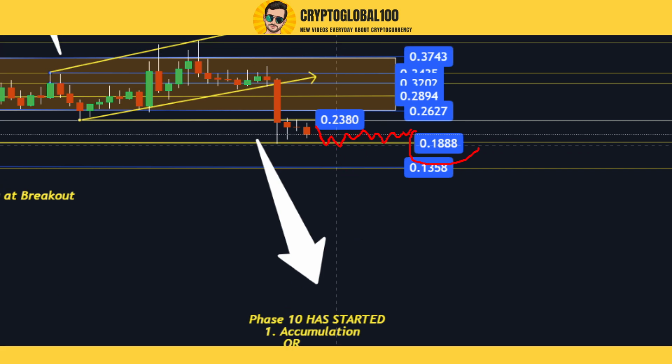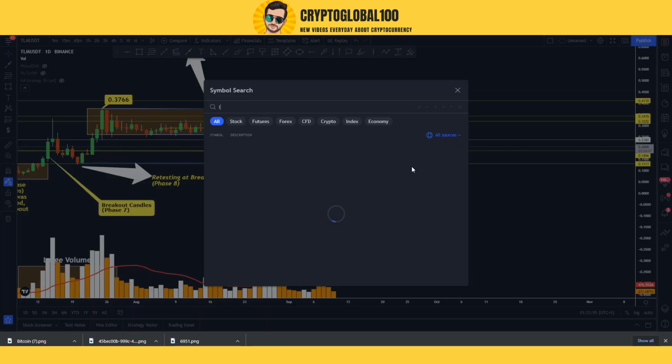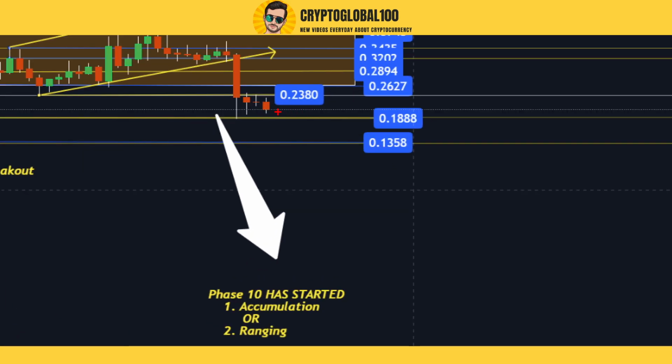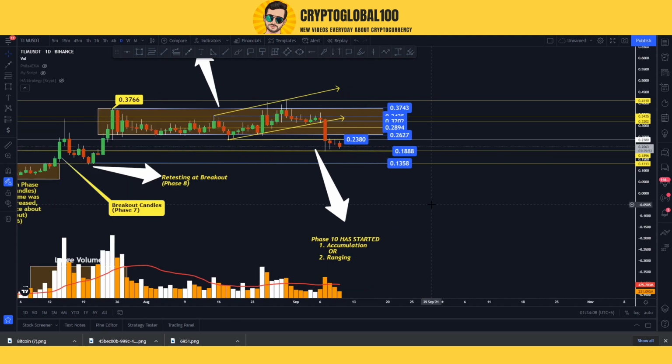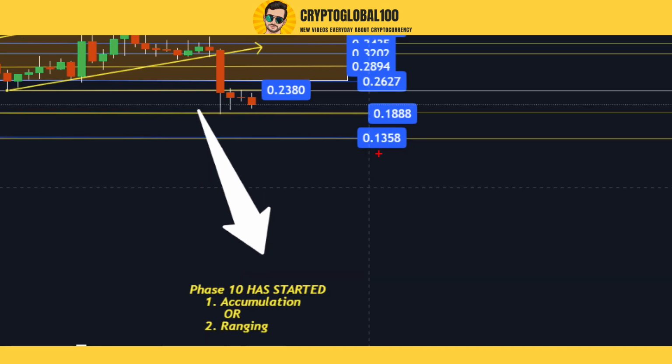But if it breaks further, then we might retest at 0.1358, and if it goes down, we might retest again. So the behavior of the candles is going to decide what's going to happen next. So you have to keep an eye. If we break this level, then the price is going to test 0.1358, and from there we can see a retracement. And if it continues to move up and down like this, with medium volume, you should consider this to be a ranging phase.